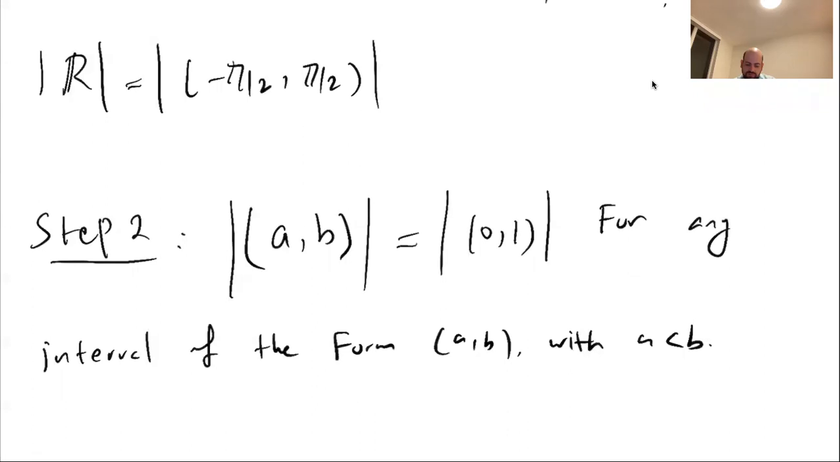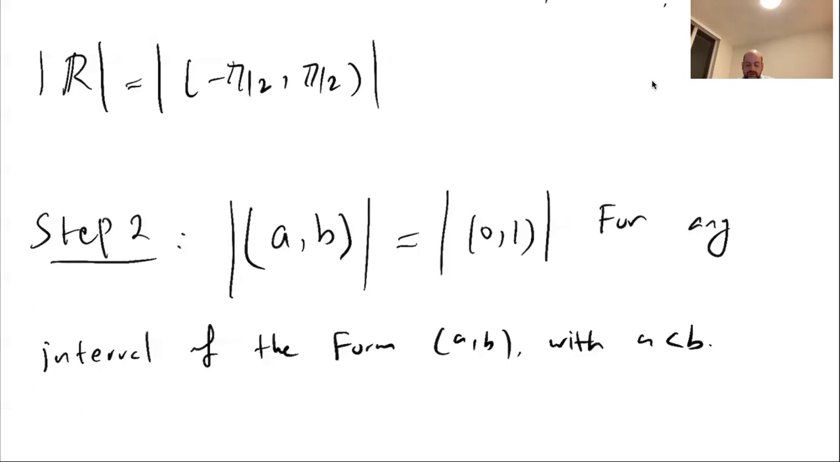So any two intervals have the same cardinality. Any two intervals of the form open interval A and B have the same cardinality as the interval 0 to 1. Okay, let's see the proof.